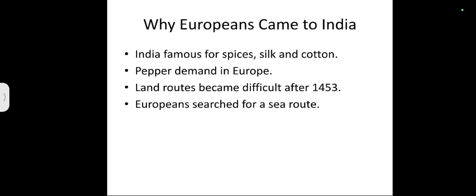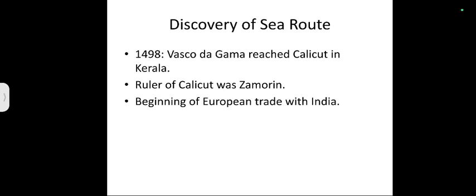Dear students, India is famous for spices, silk, and cotton. Second point, the pepper demand in Europe. And the third point, the land route became difficult after 1453, because of the fall of Constantinople. And Europeans researched a new sea route to India. After this, the discovery of the new sea route to India.